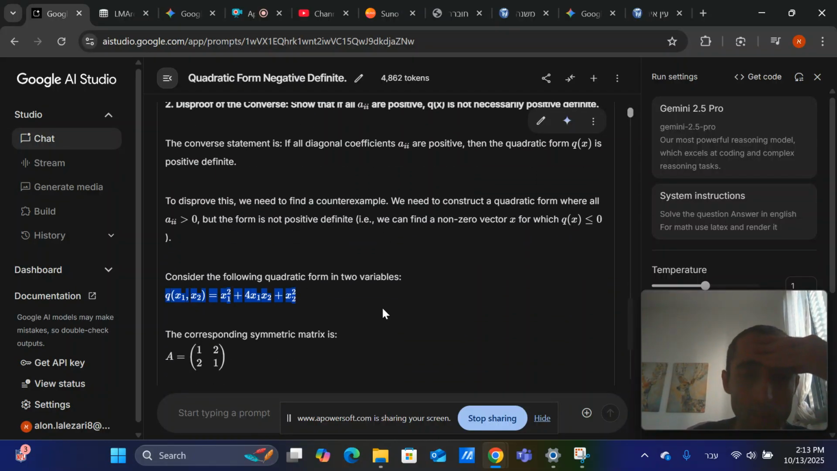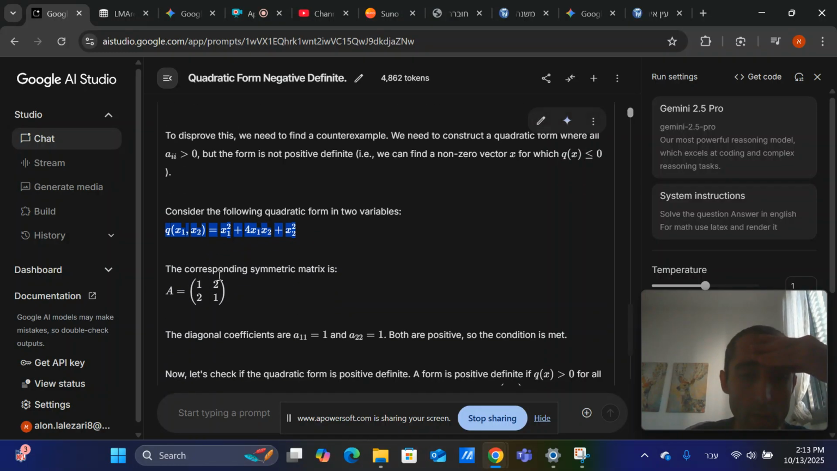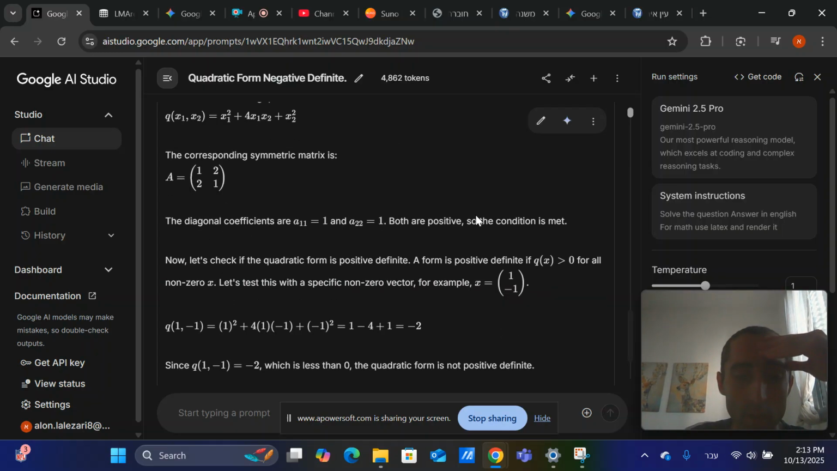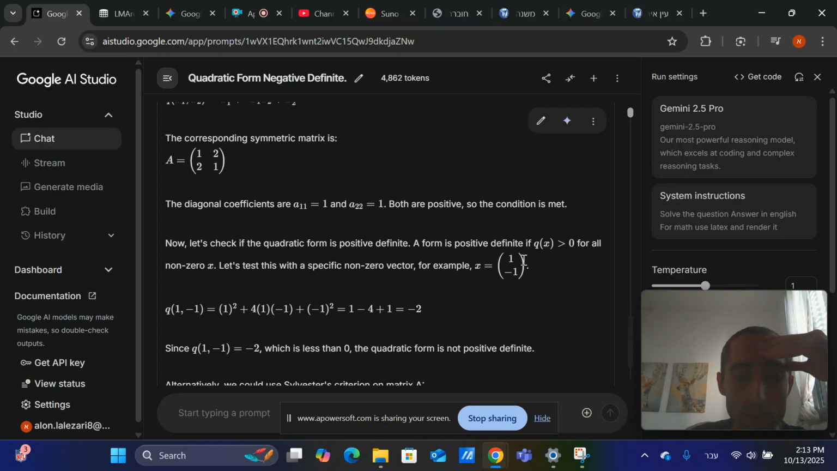We'll take x1 squared plus 4 x1 x2 plus x2 squared. This is the representing matrix of this quadratic form. You understand this is coefficient 1, so 1 here, 4 here, so 2 and 2 here, and 1 here. Now you can see that the diagonal elements are positive, right? a11 is 1, a22 is 1. Now take, for example, this vector. When you apply it to the quadratic form, what you will get is minus 2.